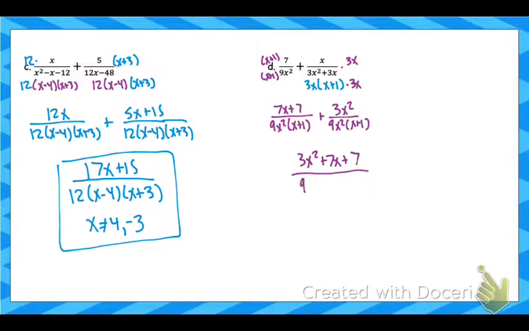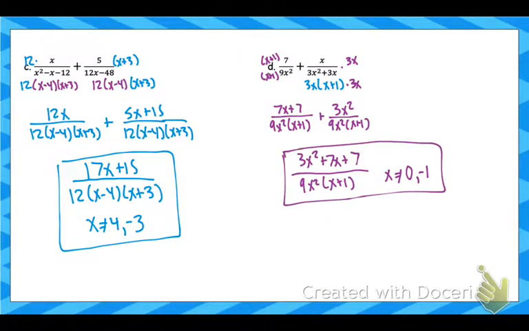Let's see if the top factors, just to make sure nothing cancels. And there is nothing that multiplies to 21 and adds to 7. So at this point, we are good. List your excluded values. So one factor could be 0. The other one is negative 1. And we got our answer.